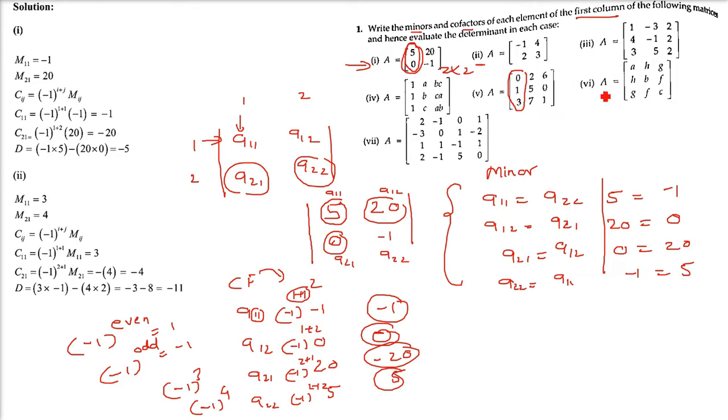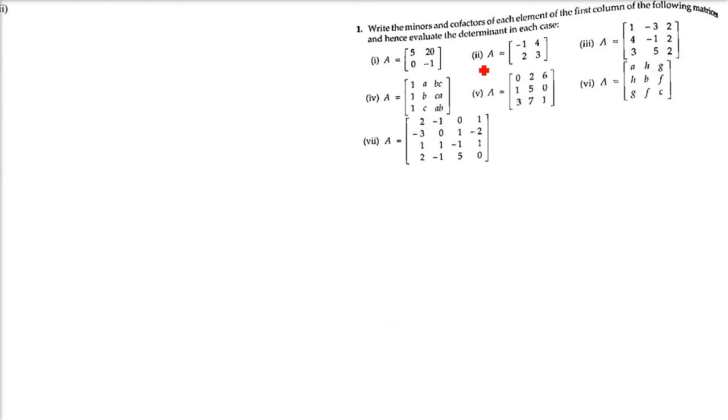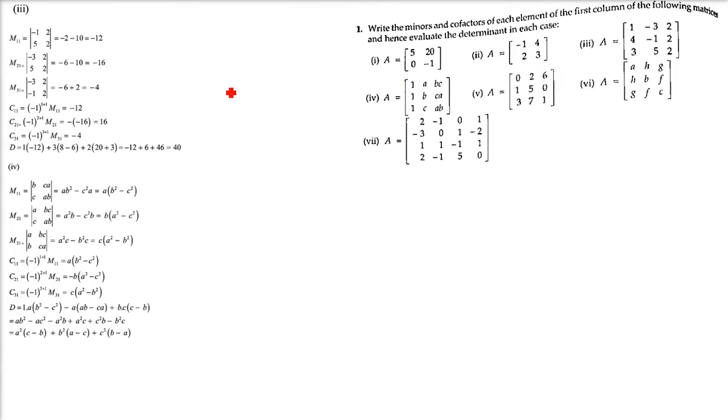So let us take a 3 by 3 matrix here, one of them, so that we actually find the determinant also. We'll find the minors and cofactors, and then we'll find the determinant as well. Okay, let us take the third one. I hope you'll be able to do the second one also. So we are taking the third one. Same thing you have to do. You have to use this column. Only the minors and cofactors of this column have to be computed.